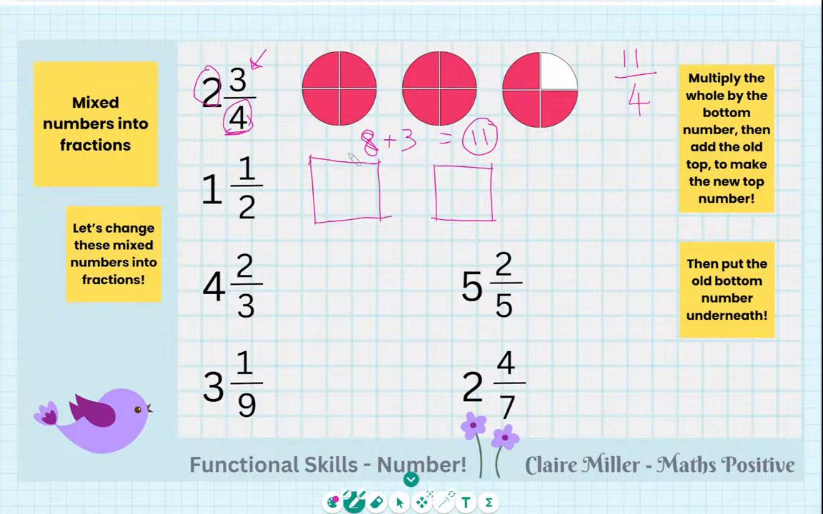Okay, 1.5. Well, that's like 1, which we could think of in halves. It's 2 halves. And then another half. So there's my half, and here's my 1 whole, which is 2 halves, isn't it? So 1.5 is going to be one lot of 2 halves, that's 2, plus one more half. 2 plus 1, that's 3. That tells me how many halves we've got in total. Then I need to put that 3 over the 2 to show that they're still halves.